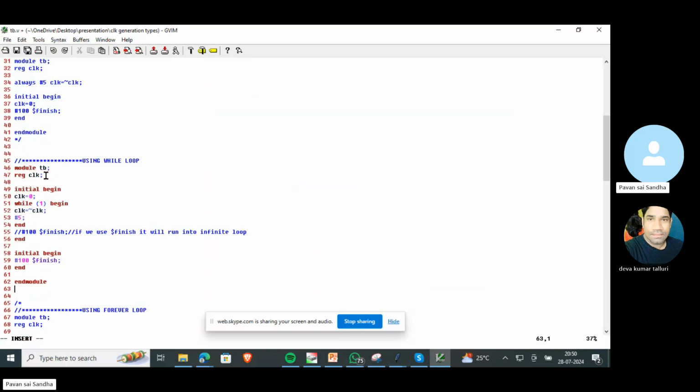Here we declared a clock to reg and initialized it to 0. And in the same initial block, we declared the while. While we declare if we give 1, it will be an infinite loop. It will run for infinite. So to stop that infinite nature, we use here a dollar finish at 100 nanoseconds, the simulation will end. And here we are negating the clock for each 5 seconds. I will show the simulation diagram.